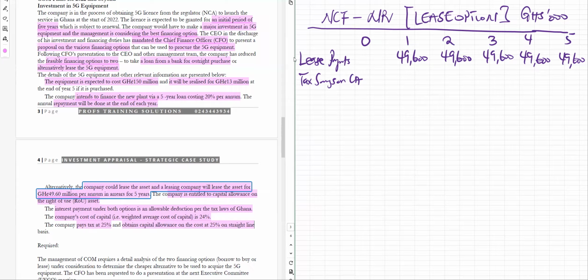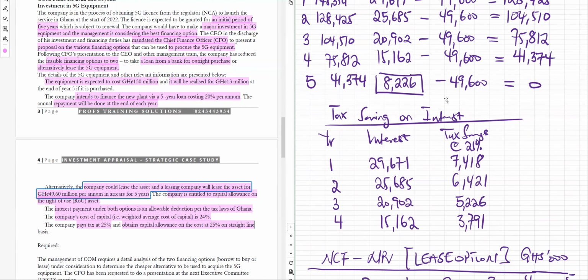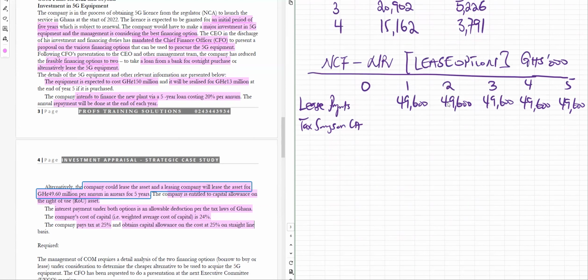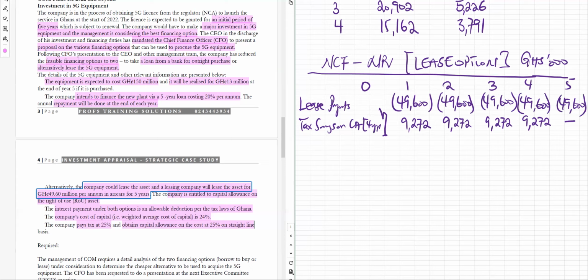So tax savings on capital allowance, we had 9,272 per year. But remember that it's only at 25%, so 4 years. Always check this out so that you don't make mistakes like we did before. So we have 9,272, 9,272, 9,272, and 9,272. But these ones were all outflows. Last year is nil.